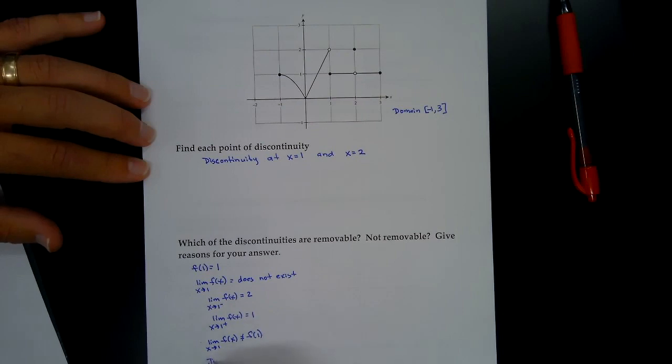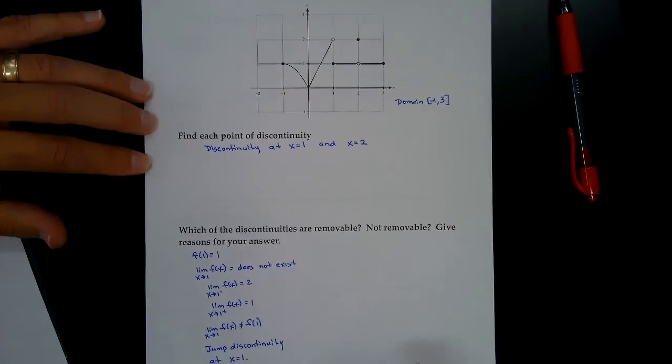And we have a jump discontinuity at x equals 1. Slide it up a little bit.